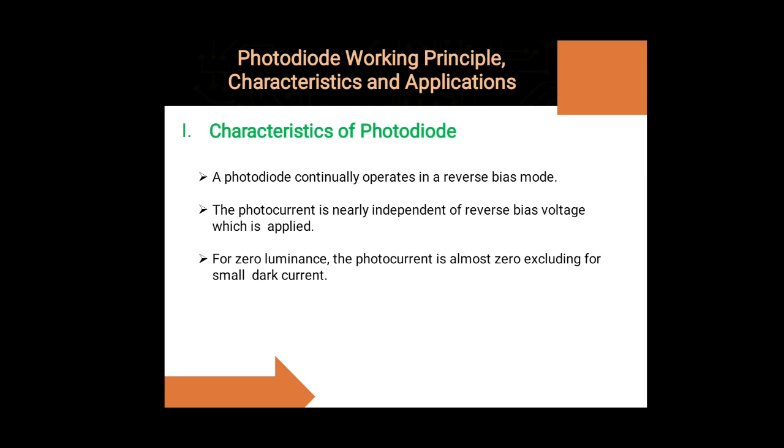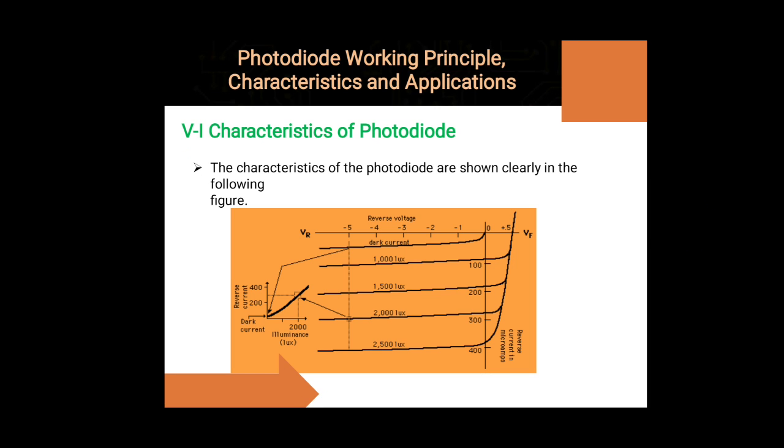Next one is the VI characteristics of the photodiode. The photodiode usually operates in the reverse bias condition, as we already studied. The photocurrent is nearly independent of the reverse bias voltage which is applied. This is the characteristics, because the photodiode is always working in reverse bias condition. It is a graph of reverse voltage versus reverse current, drawn in the reverse condition.